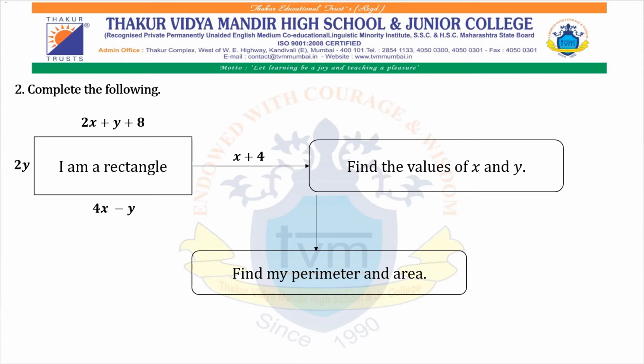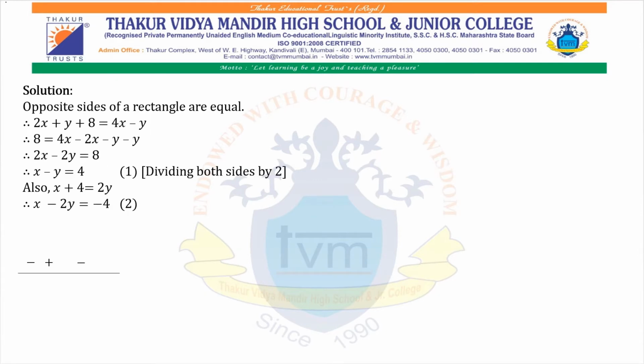Question 2. Complete the following. Here the rectangle shows that I am a rectangle. The length is given 2x plus y plus 8 and 4x minus y. The breadth is 2y and x plus 4. So find the values of x and y and find my perimeter and area. Let's see the solution. Opposite sides of rectangle are equal.